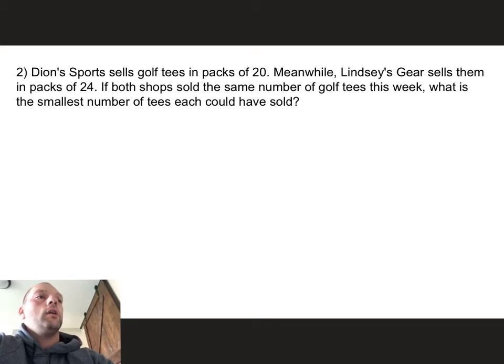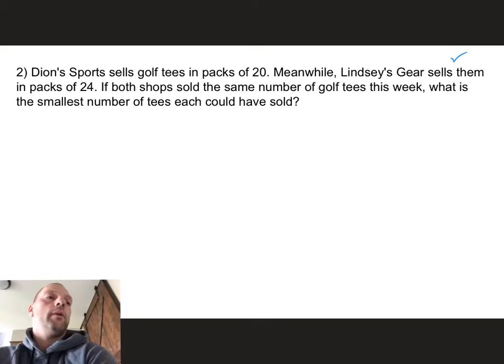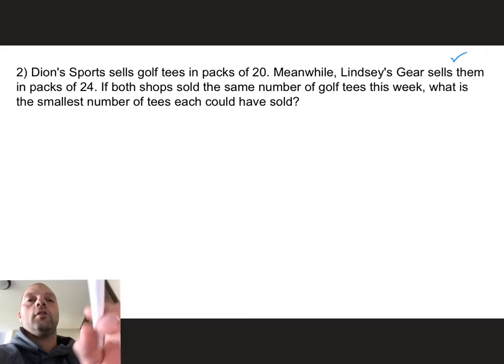Okay, so I'm just putting a check mark on there because that's representing that I have read the problem one time, and I think what's most important is that you understand what the question is asking. So I'm just going to read through the question one more time, and then I'll read through the problem and highlight a little bit of our important information. So it says, what is the smallest number of tees each could have sold? So we're looking for the smallest number of tees that each could have sold.